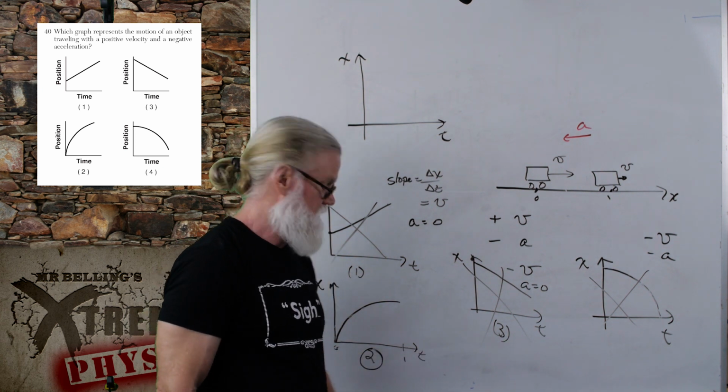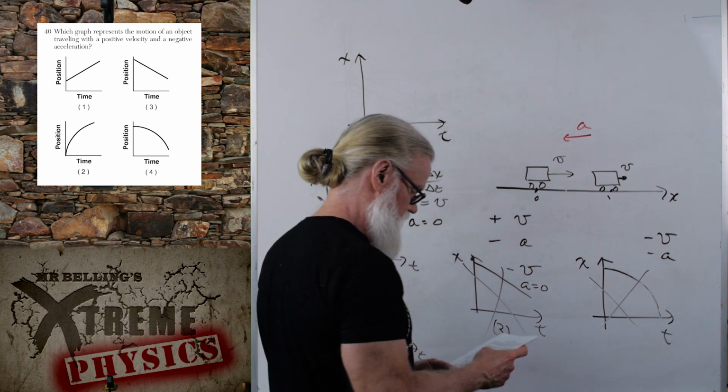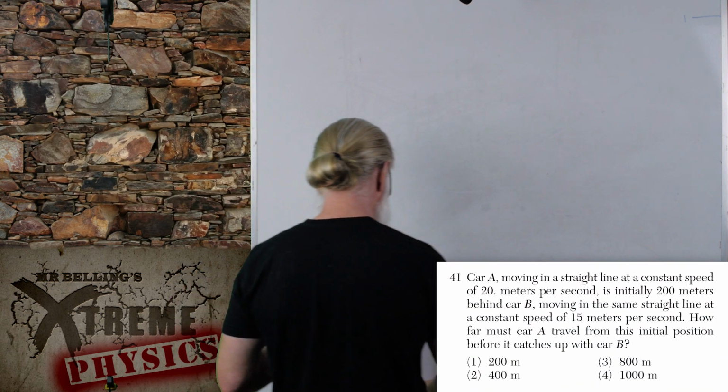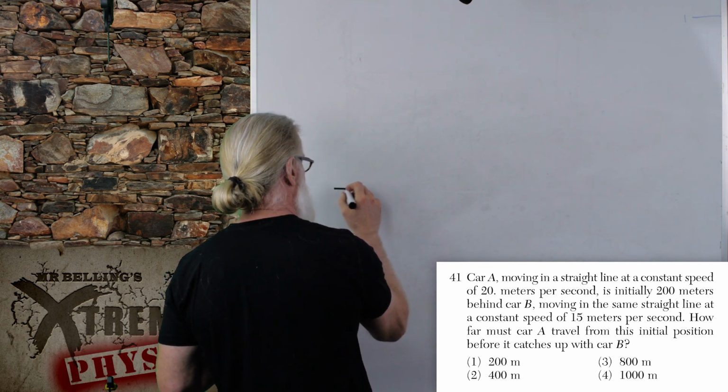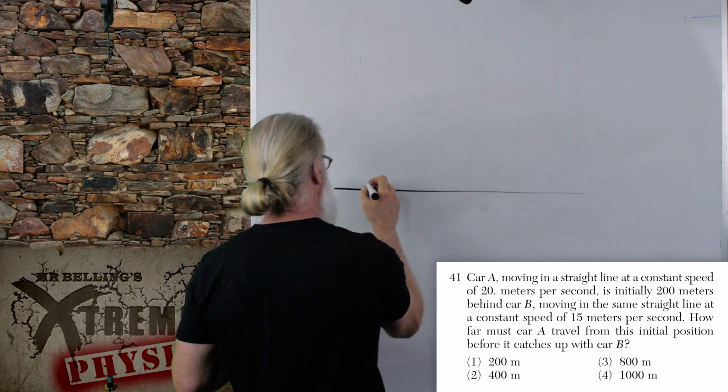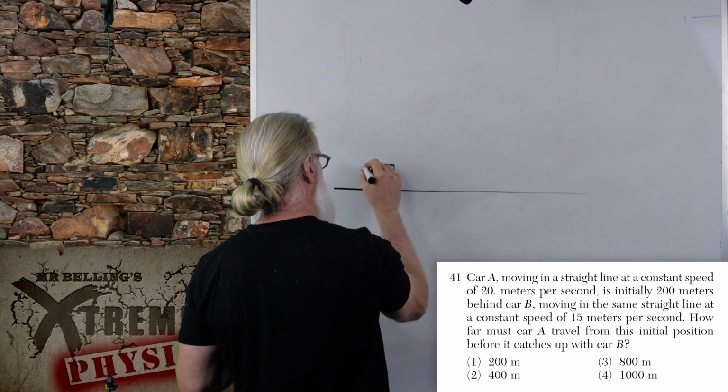Man, it wasn't 2. So check that out. Car A is moving in a straight line at constant speed. All right, so constant velocity also. I think I'll have A go in the positive direction.